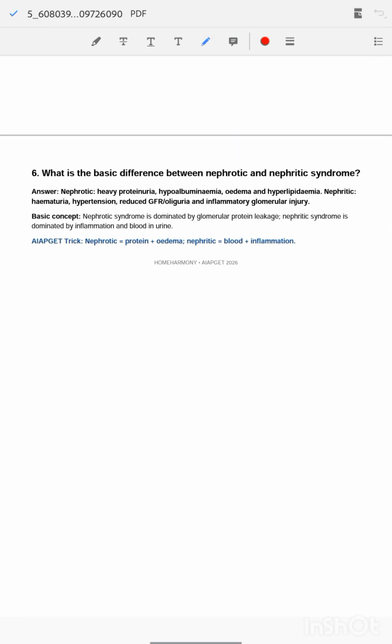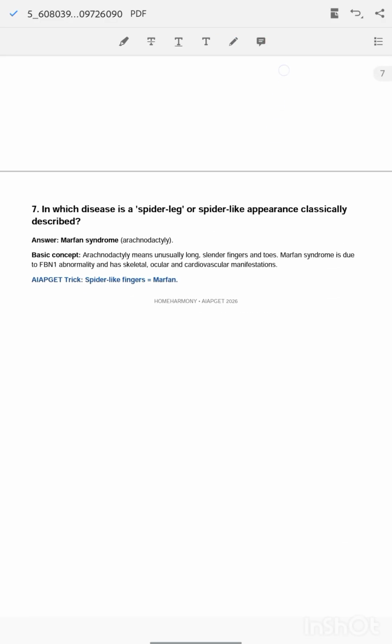What is the basic difference between nephrotic and nephritic? In nephrotic, as we know, there is protein plus edema. In nephritic, there is blood plus inflammation. Nephrotic syndrome has heavy proteinuria, hypoalbuminemia, edema, hyperlipidemia. In nephritic, there is hematuria, hypertension, reduced GFR, oliguria, and inflammatory glomerular injury.